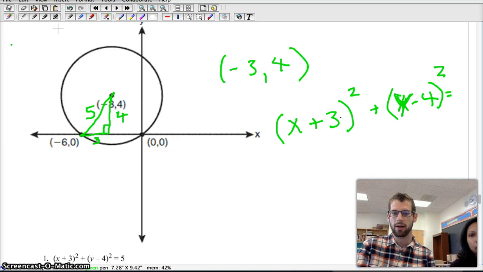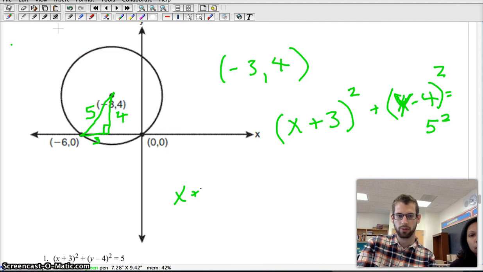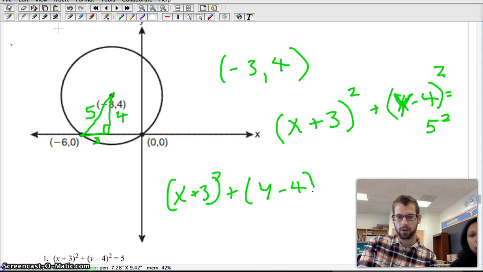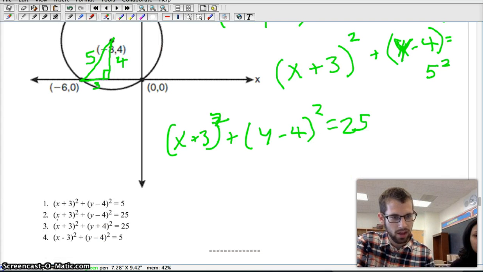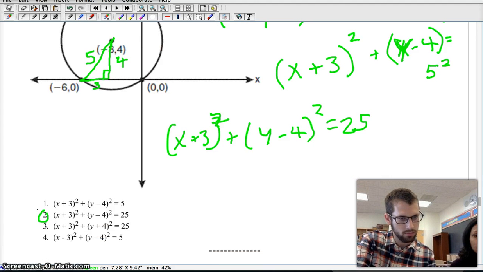So now that I have my hypotenuse, I'm going to write it down here because I'm running out of room on my sheet of paper. It's equal to 5 squared, and 5 squared is 25. So I'll write it out one last time: (x plus 3) squared plus (y minus 4) squared equals 25. I messed up the squared sign, but you guys get it. Find that. Answer choice number 2.